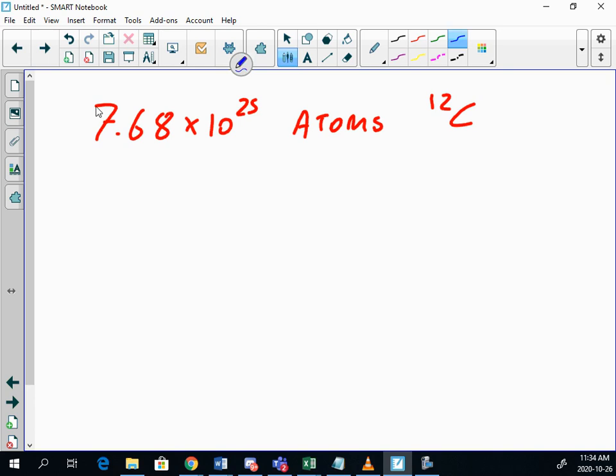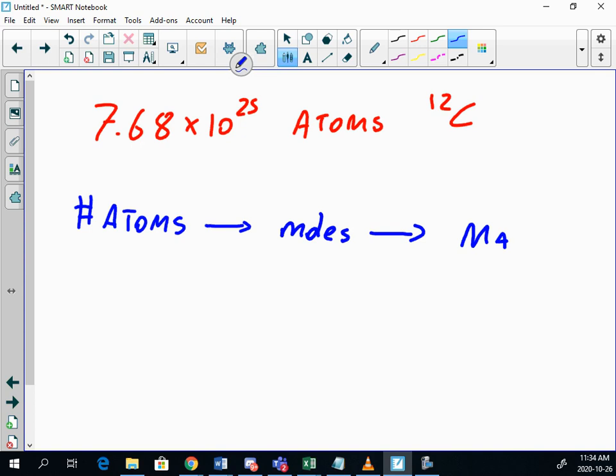Well, I'm going to start with a number of atoms. I'm going to convert that into a measurement in moles, and I'm going to convert that into a mass in grams. This is my general strategy. I can go back and forth between these different ways of thinking about the amount of carbon I have. And so I should be able to mathematically go from a number of atoms to a mass.